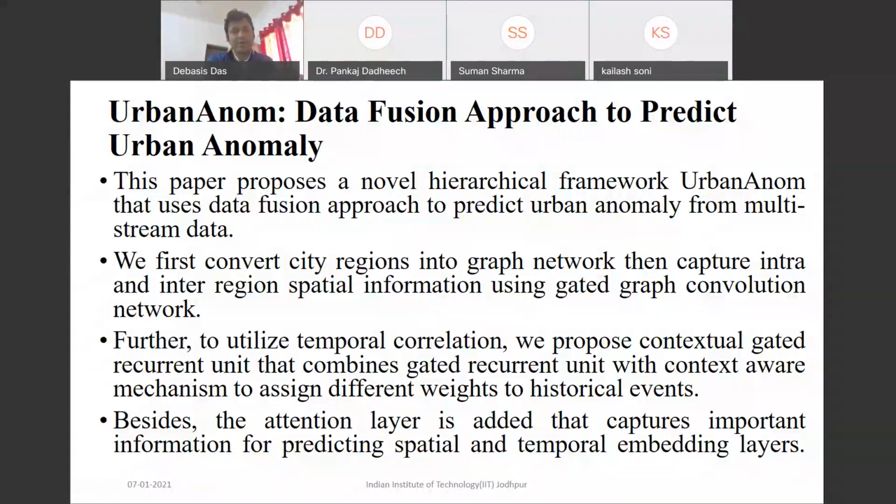Okay, the graph neural network is there, and we also included the gated concept and the convolutional concept, and we also have one extra layer, the neural network layer, meaning a traditional hidden layer using the neural network concept, as well as the attention layer, which is responsible for not collecting all the information but capturing the important information for predicting the spatial and temporal embedding layer.